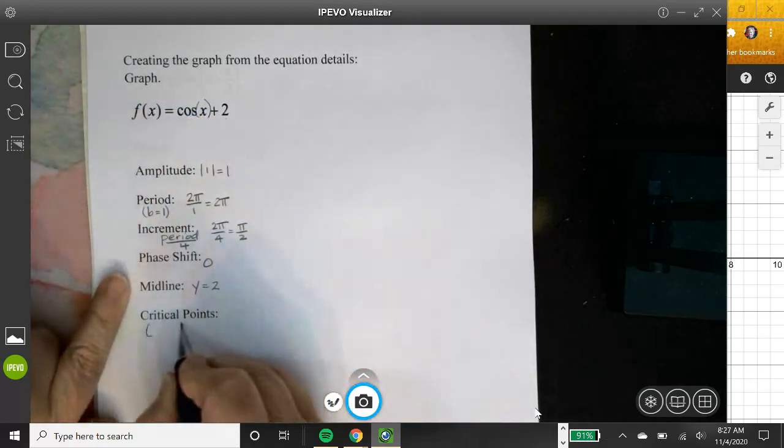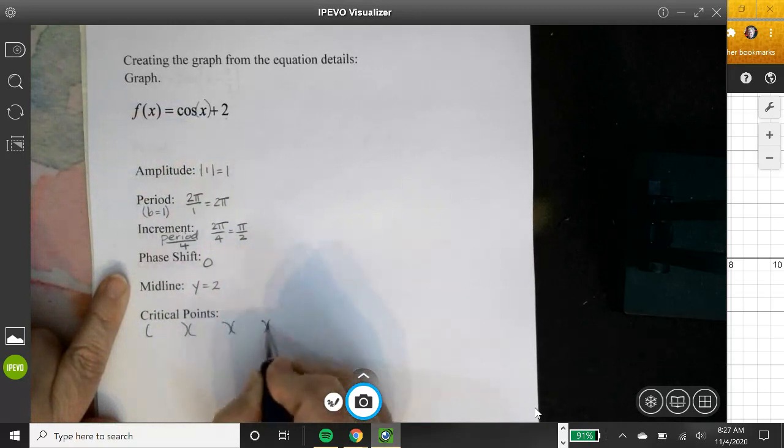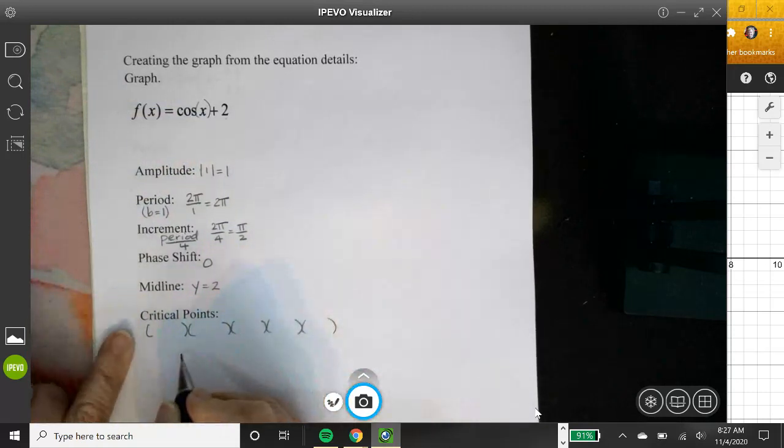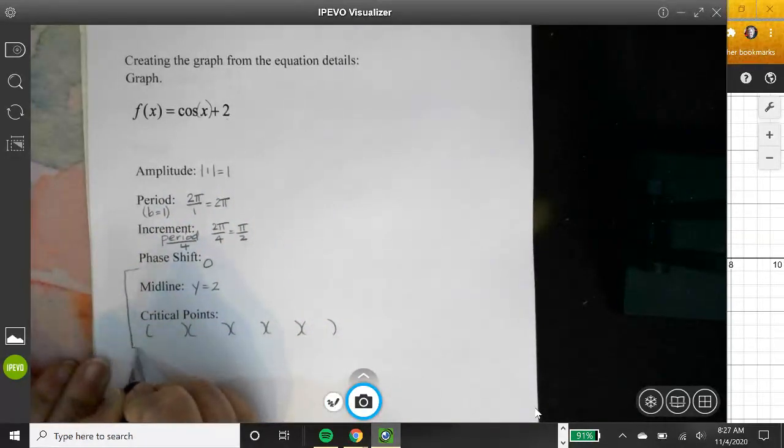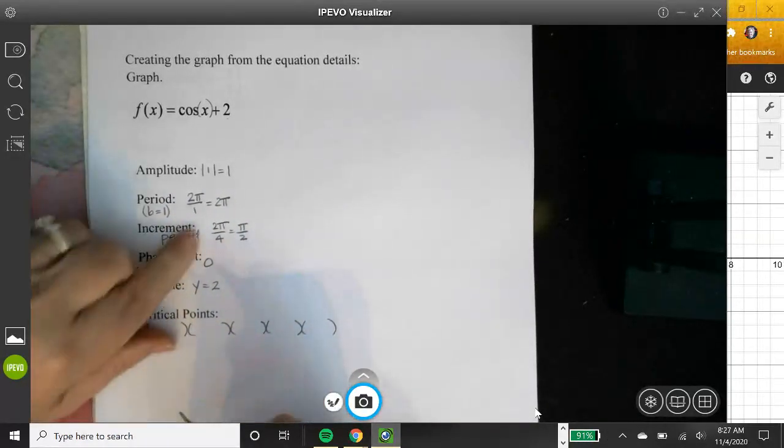And now I'm going to write how many critical points? Yes, 5 critical points. And where are we going to start? We're going to please start at the phase shift. And the phase shift here is 0.